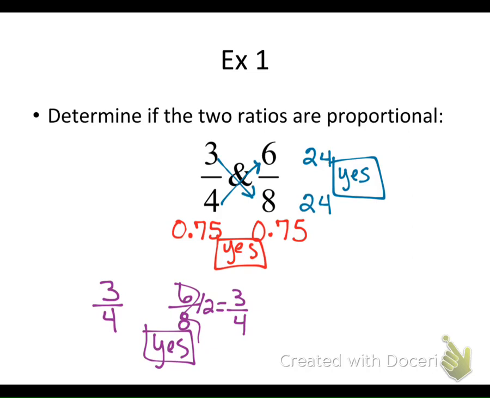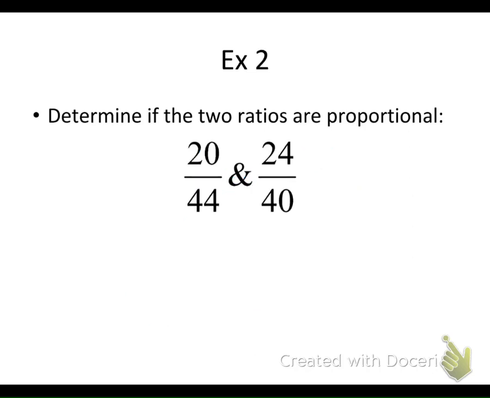Okay, let's take a look at example number 2. So again, you have two fractions or two ratios. It says determine if the two ratios are proportional. So you can choose to either change each of these fractions to a decimal, reduce each of these fractions, or cross multiply to determine if these ratios are proportional. Like I said, I like to cross multiply, so I'm going to cross multiply here. When I cross multiply, it does not matter if I start at the top or at the bottom. You just have to make sure that you go across.